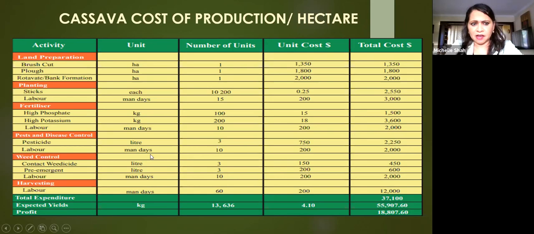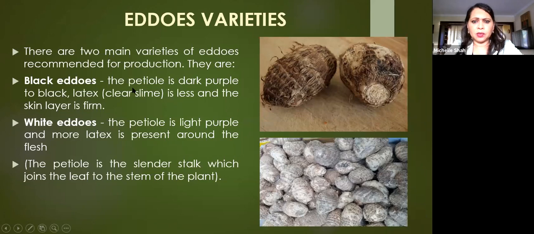Edibles varieties, let's look at edibles now. There are two main varieties. We have black edibles and white edibles. We see in the picture on the right, a picture of the black type, and then we have the white type. In Trinidad, we mostly have the black edibles, where the petiole is dark purple to black, the latex is less, and the skin layer is firm.